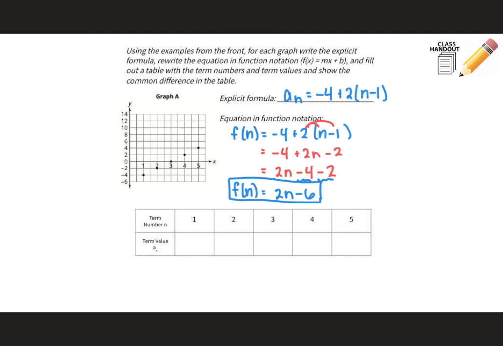All right, lastly, we're going to fill out our table with the term number and the term value. Term 1 is negative 4. Term 2 is negative 2. Term 3 is 0. Then 2, then 4. To show our common difference, to go from negative 4 to negative 2, we add 2. From negative 2 to 0, we add 2, and add 2. So that means our common difference is 2.